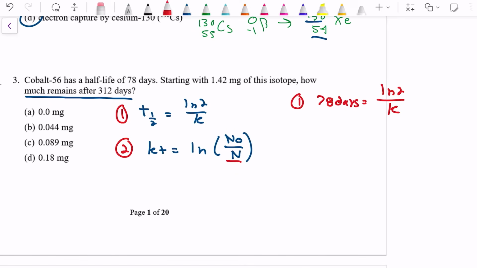2 over K. I don't have a calculator. Oh, my calculator's low battery. Okay, anyways, we're going to do natural log of 2 divided by 78, and that is my K. So K equals 0.00889 inverse days.